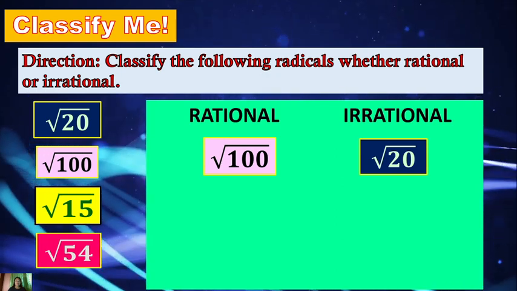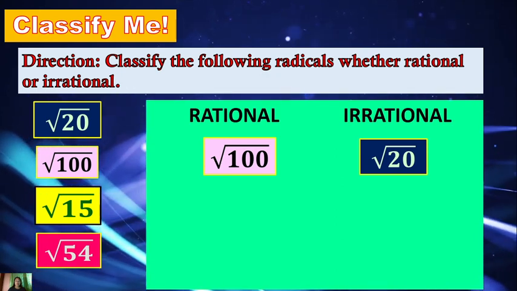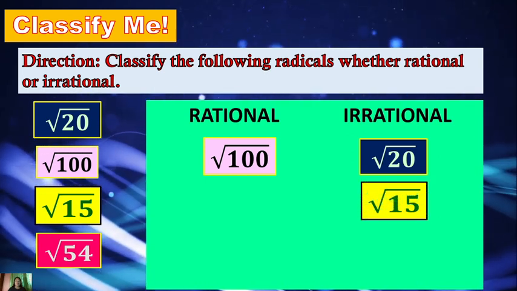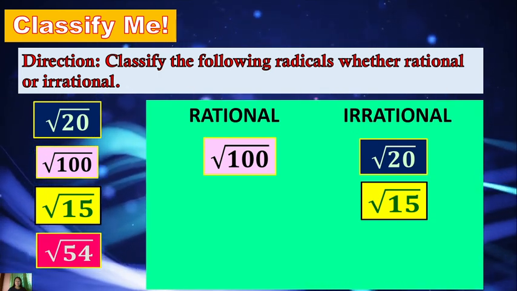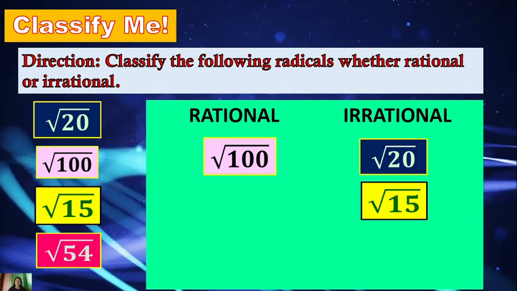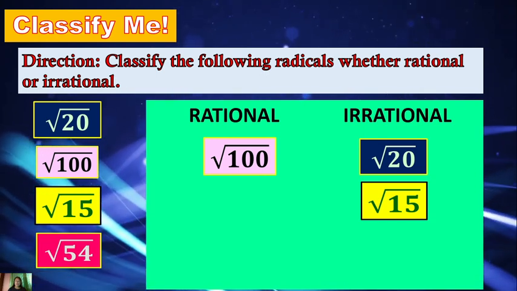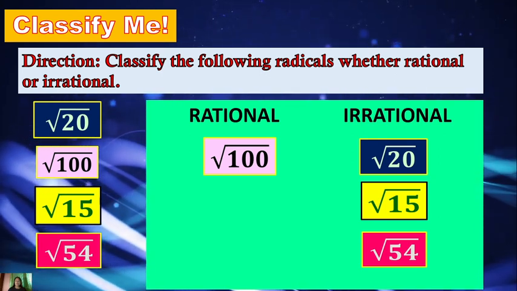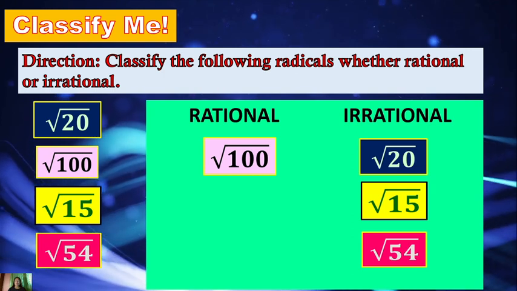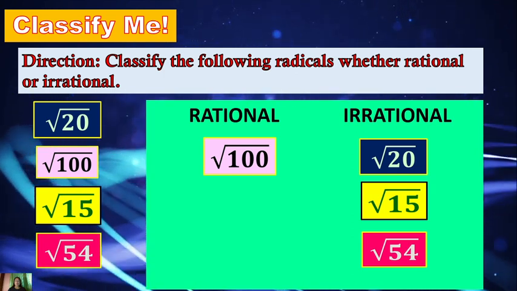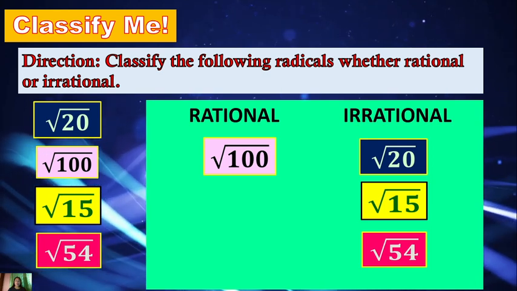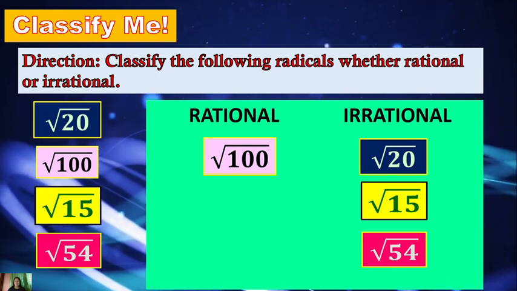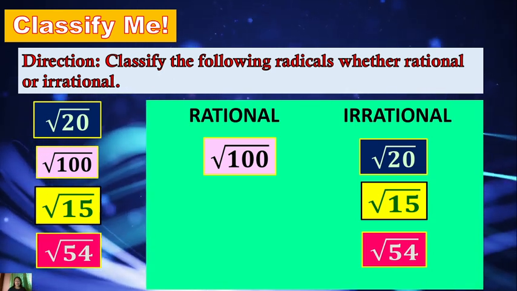Next, square root of 15. Is it a perfect square? No, therefore square root of 15 is irrational. And we also have square root of 54. 54 is not a perfect square, so it should be written under irrational. So that's the difference between rational and irrational. Our keyword is perfect square or perfect nth root, that is rational. In opposite, we have irrational: not a perfect square, not a perfect nth root.